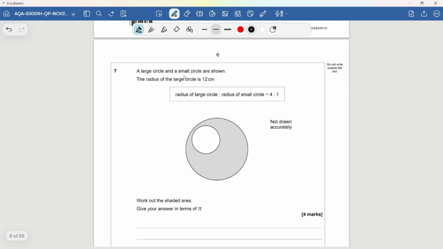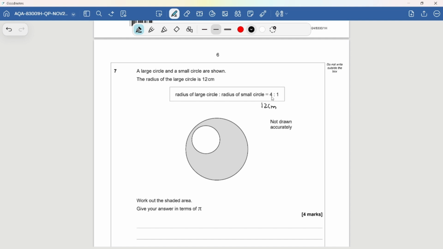A large circle and a small circle are shown. The radius of the large circle is 12 centimeters. And the ratio of the large to the small circle radius is 4:1. That means we have got the radius of the large circle as 12 centimeters. What will be the radius of the small circle? They are in the ratio of 4:1.